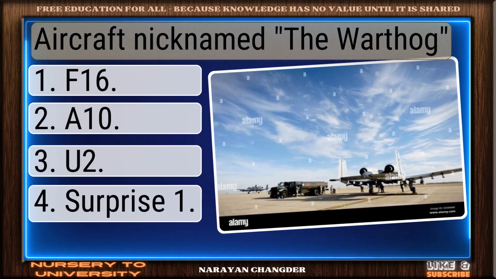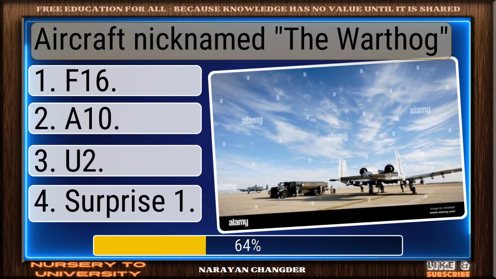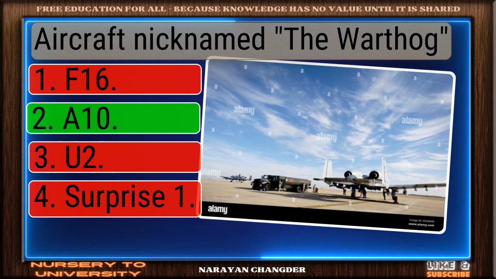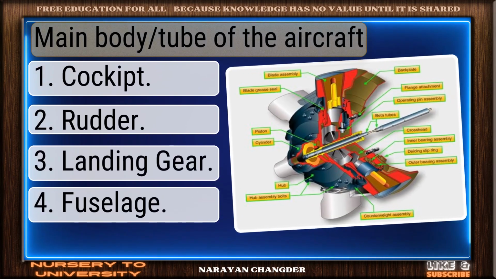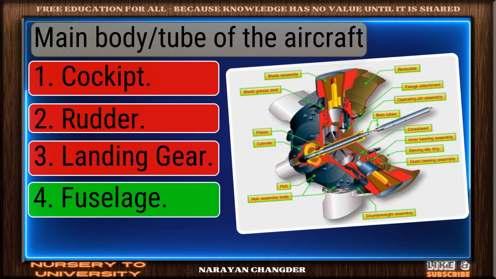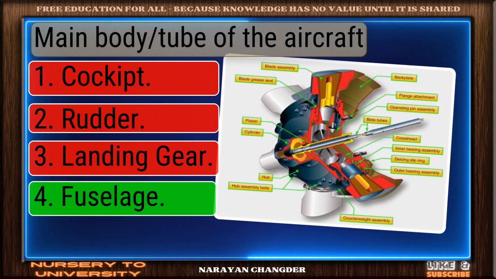Aircraft nicknamed the Warthog. Exactly. A-10 makes sense and it is the right choice. Main body tube of the aircraft. Excellent choice. Fuselage is the right answer.